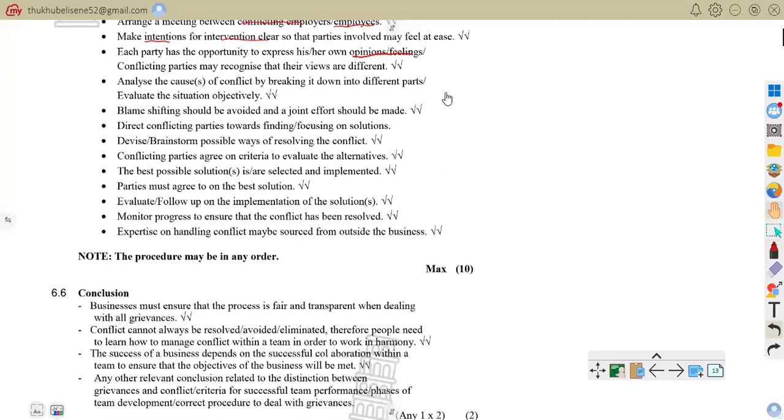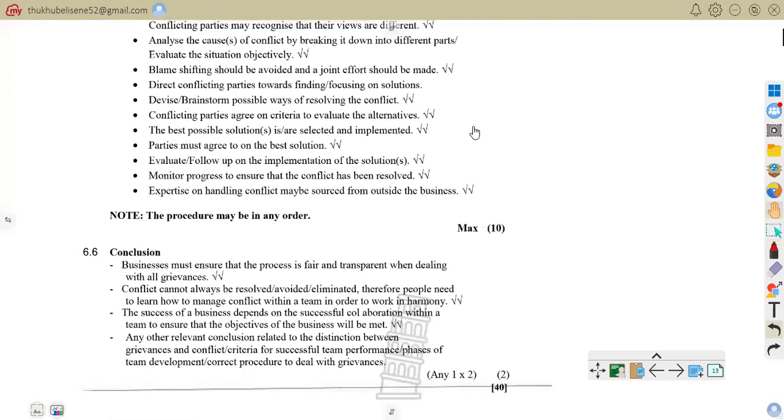Now we are to conclude our question 6 AC. So this is how we are going to conclude. Business must ensure that the process is fair and transparent when dealing with all grievances. So transparency and fairness are very important. Make sure that you are not going to take sides. Be transparent.